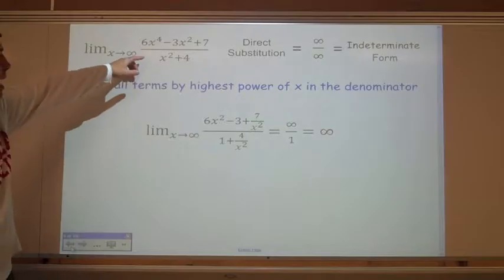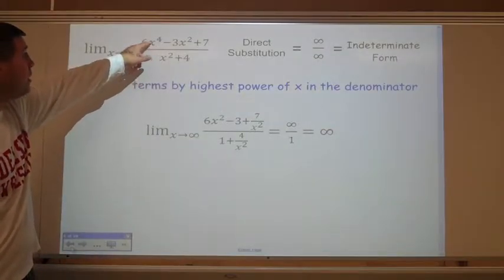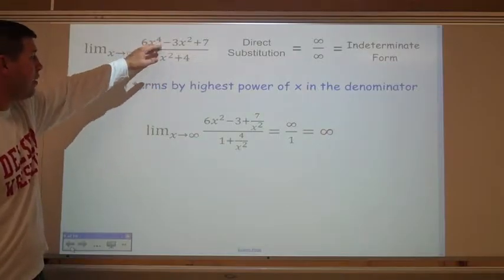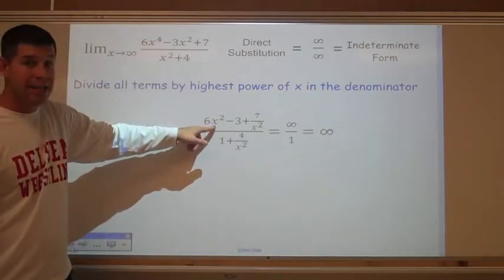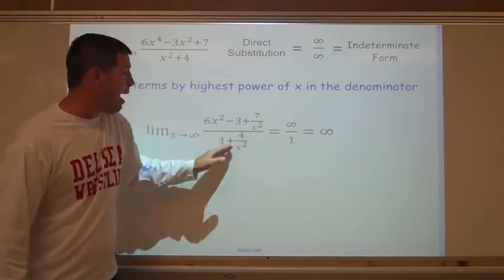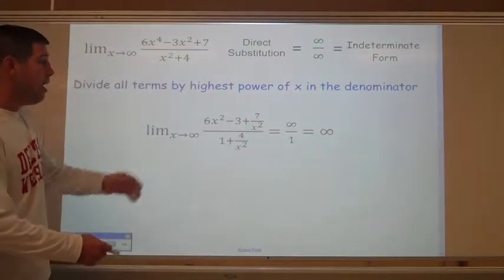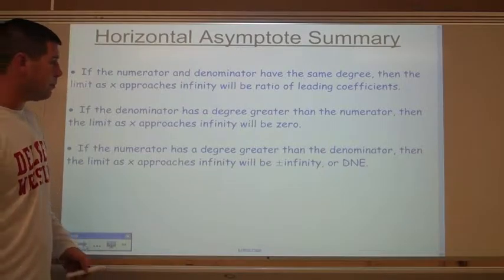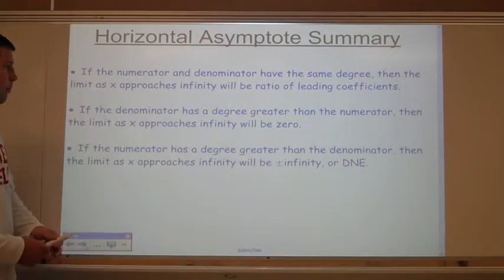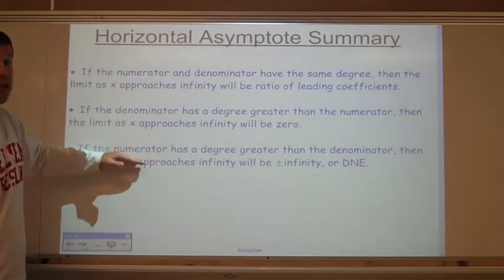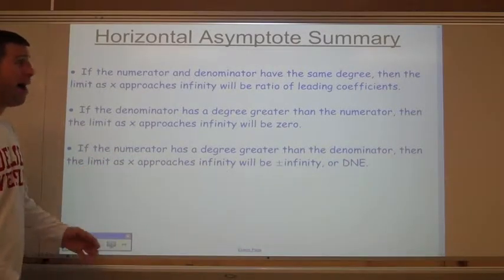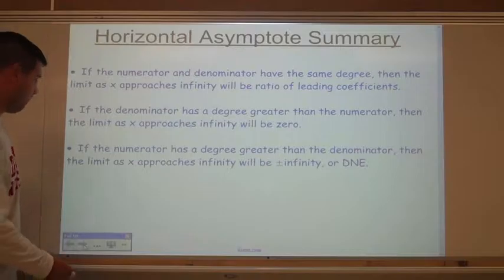And here's that example. You had a power higher in the numerator, 6x to the 4th over x squared. So the higher power is in the numerator. The variable stays. So the numerator goes to infinity, the denominator goes to a number, and you're left with infinity over a number, which is infinity. So using these rules, you can solve limits as x goes to infinity problems without having to go through that whole process.